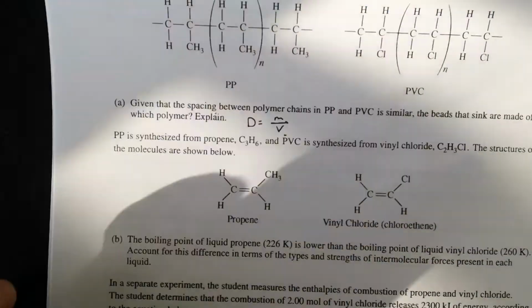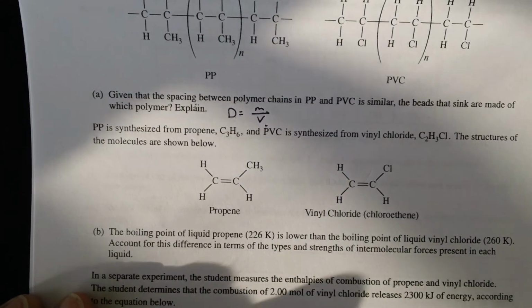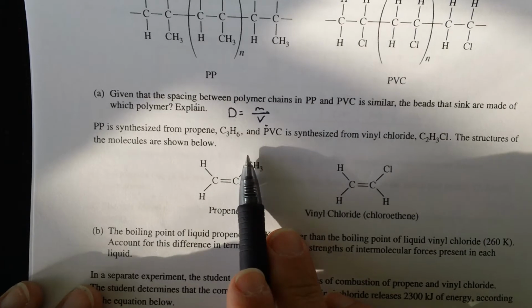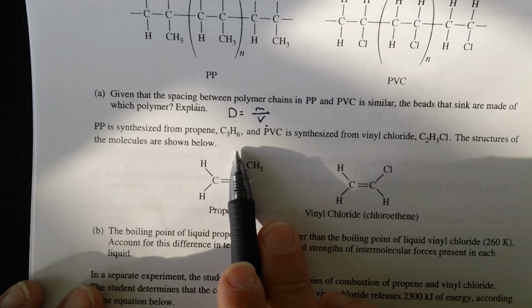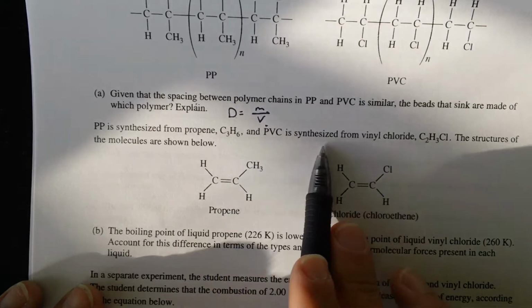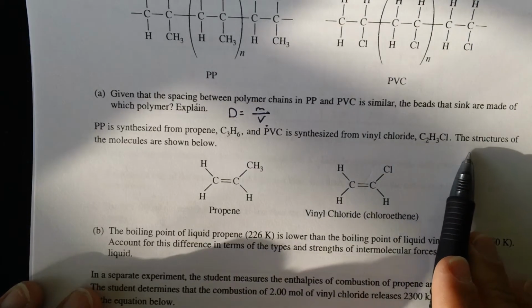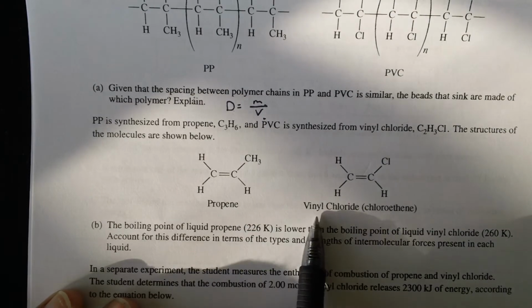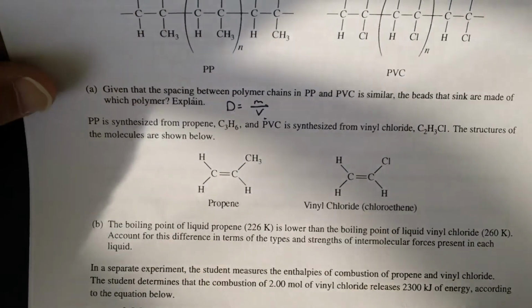Then part B says you've got a couple other organic things. This is how they make this polypropylene. And so we use propene, and then the PVC is synthesized from C2H3Cl. The structure of the molecules are shown here. One is propene, one is vinyl chloride.